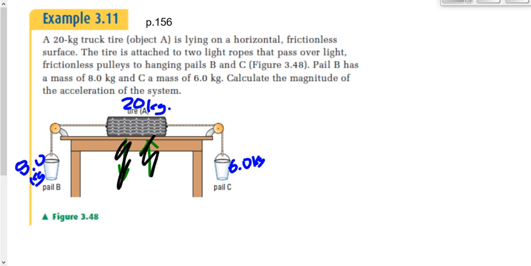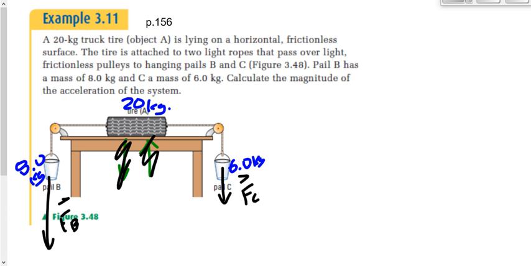There's a force from both the pails, but the pail B force is bigger. How come? What is it that causes the force on pail B and pail C? Gravity, right? Gravity pulls down on pail B. I'm going to call this FB, but really it's the force of gravity on B. And I'm going to call this one FC. Ariel said that FC is smaller than FB because the force of gravity will be smaller on a 6 than it will be on an 8.